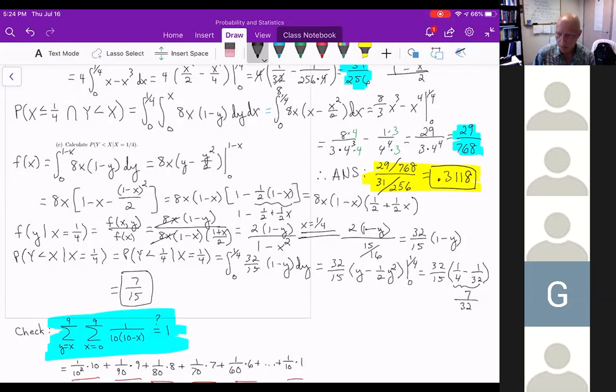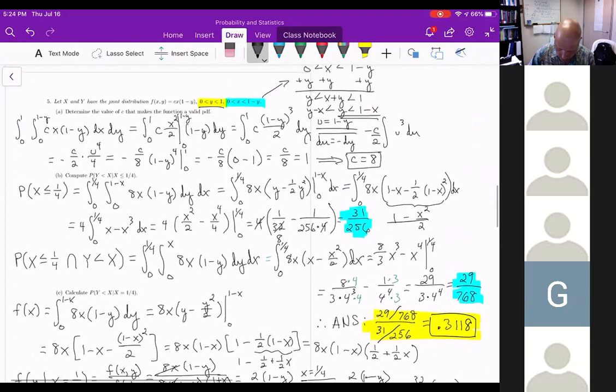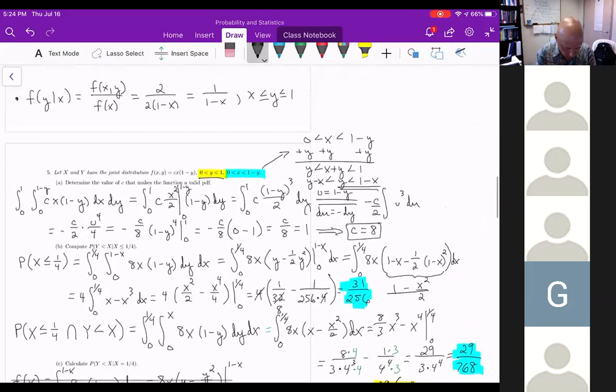I don't know if you went over this last class, I don't remember, but why do you use the support 0 to 1 minus x instead of 0 to 1? So that did come up last class, right here. So we know that x is between 0 and 1 minus y, which means that x and y are dependent on each other. Their supports are dependent on each other. And so I need to manipulate that particular support to find what y is between.